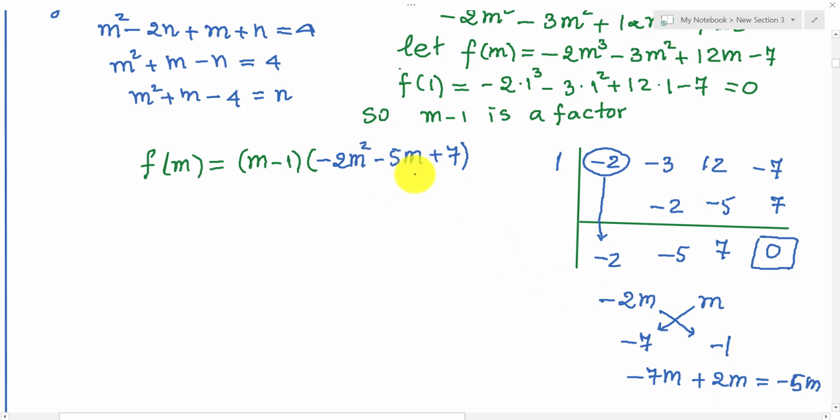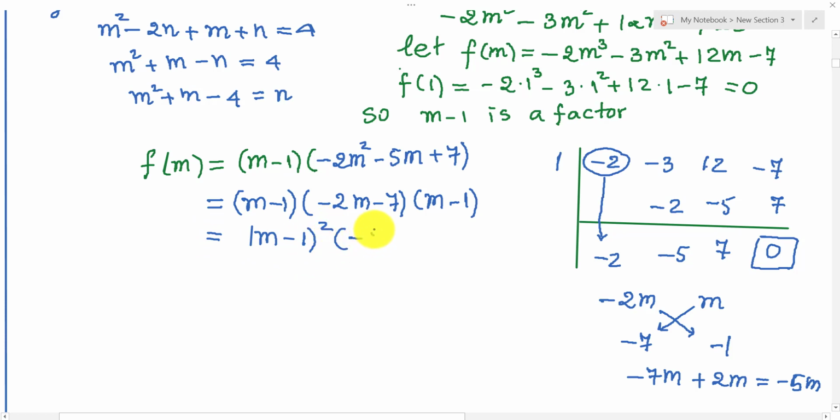Okay, like this part, so I can write f(m) equal m minus 1 multiplied by this minus 2m minus 7, and this m minus 1 multiply m minus 1. Okay, we get m minus 1 all square and multiply minus 2m minus 7.